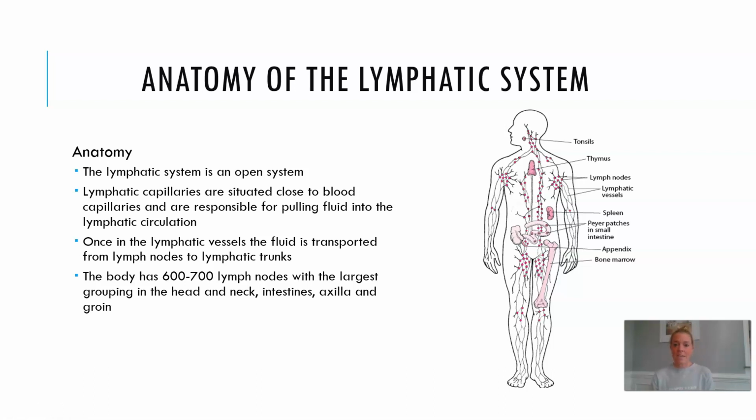So the lymphatic vessels are the really thin vessels in through here. They transport lymph from the lymph nodes to the lymphatic trunks. It's filtered and then it's sort of recirculated through the body. The body has somewhere between 600 and 700 lymph nodes. The largest grouping is going to be in the head and neck area, in the axilla, in the inguinal area, as well as in the trunk, through the thorax and in the abdomen, the lower intestines, and things like that.